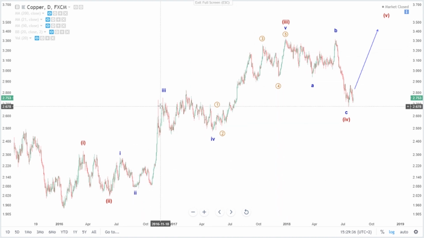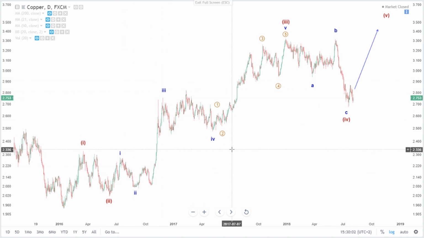Typically, we tend to see the third wave as the extended wave. However, with currencies and commodities, it's quite common to see a fifth wave being extended. So this is all of wave 3: 1, 2, 3, 4, and an extended fifth wave for wave 3. All that needs to occur is that wave 3 is not the shortest. That's all that needs to happen, and that's very clear here.